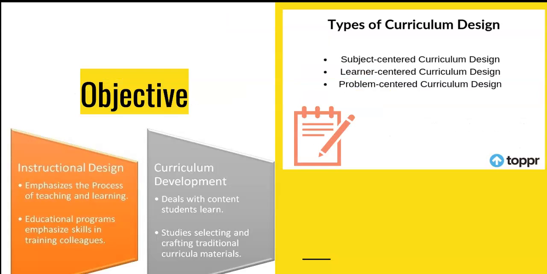The objective of any curriculum that is implemented is different. None of it is the same. It all deals with the content students learn, selecting traditional versus curriculum materials, and emphasizing the teaching and the learning. The curriculum is the process of teaching and learning. Educational programs emphasize skills because every curriculum is different. They may have the same objectives, but they don't have the same skill sets.